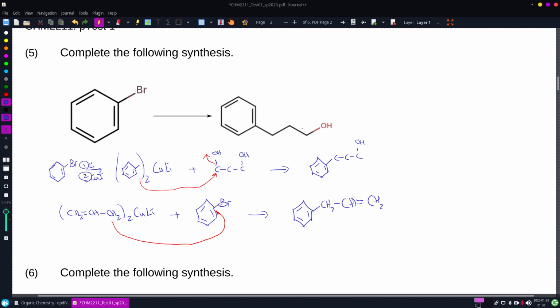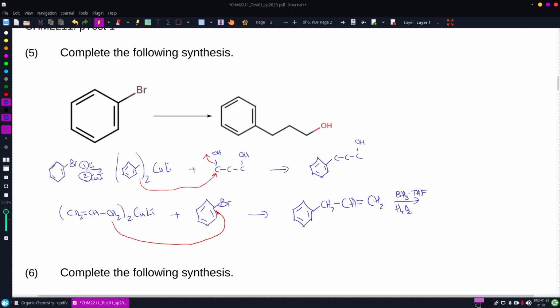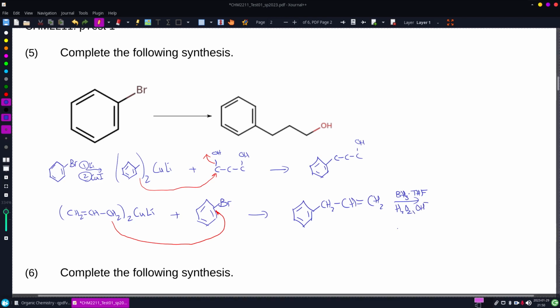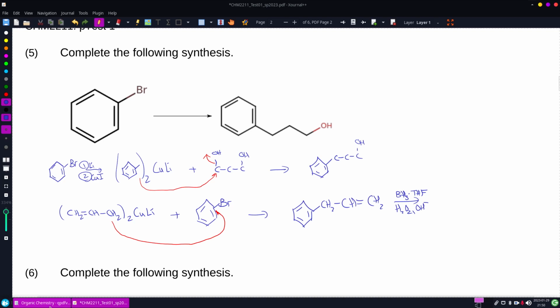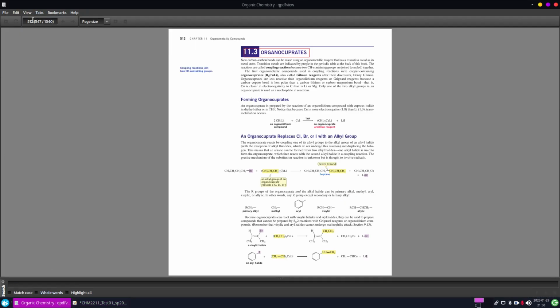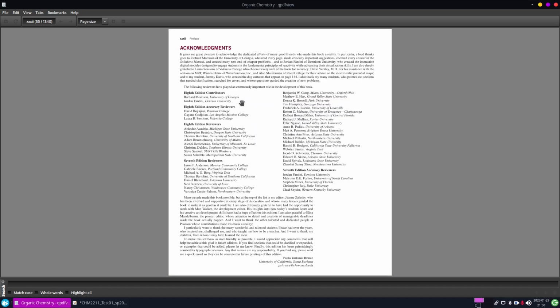Now I need to put an OH on there. I want to put it on the least substituted side. That was done with BH3·THF along with basic hydrogen peroxide. That came out of our alkenes chapter, and I'm just going to go to the summary page of the alkenes chapter.